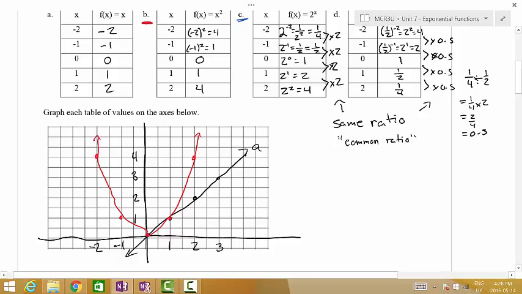C, we have 2 to the x. So at -2, we had 1/4. At -1, we had 1/2. At 0, we had 1. At 1, we had 2. At 2, we had 4. And essentially, we're going to draw a nice smooth curve through all of those points. So that blue one is our C.